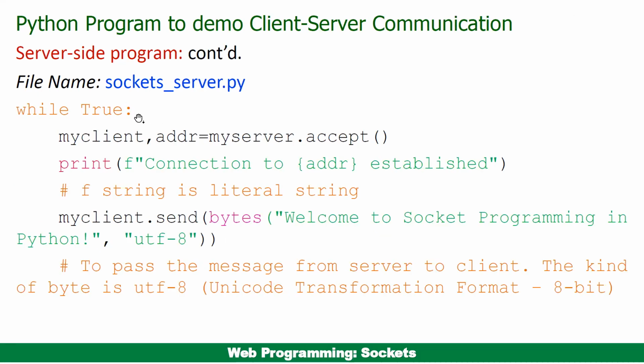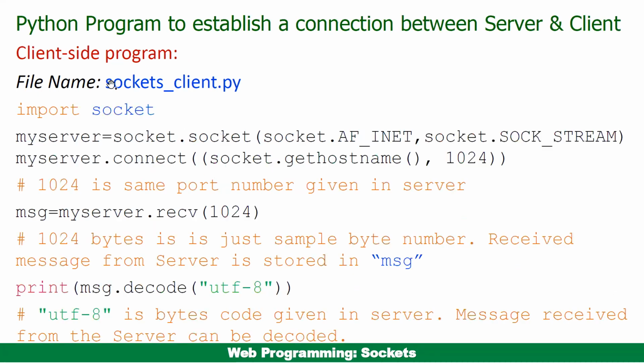Okay, that is about the server-side program. Then coming to the client side. Client side also uses some common methods. Here the file name is given as sockets underscore client.py, where .py is the extension of Python. You can import the socket module as usual in the server. Import socket. Then here again you can establish the connection. My server equal to socket, again socket.AF_INET is the family, comma socket.SOCK_STREAM is the type.